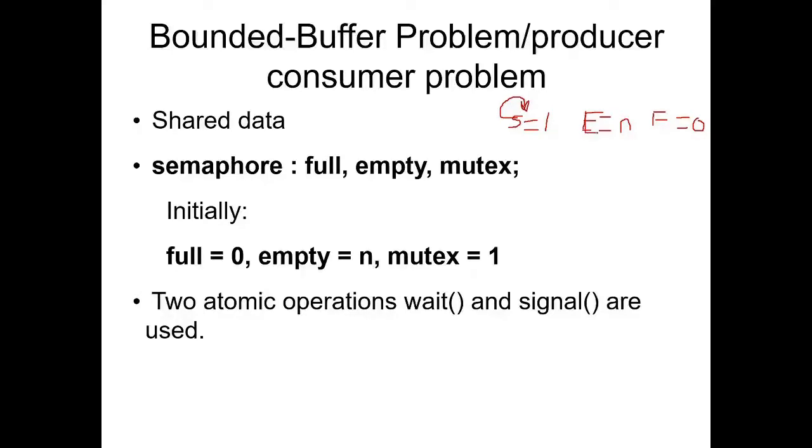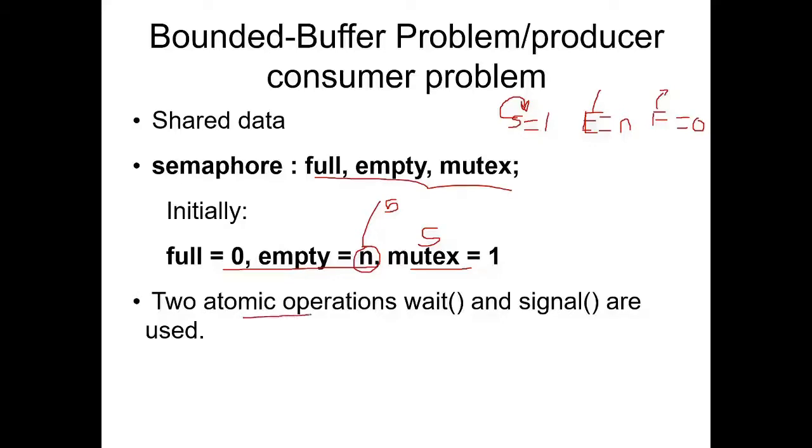Then empty, it is going to keep track of how many empty slots there are. And full is going to keep track of how many full slots there are. So these three variables are very important. Full is initialized to 0, and empty is initialized to n. That means the total number of slots. If there are 5 slots, then all 5 slots are empty. And this mutex is nothing but a semaphore value. We can take mutex or any semaphore value.